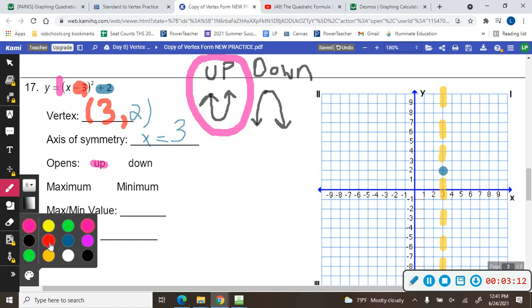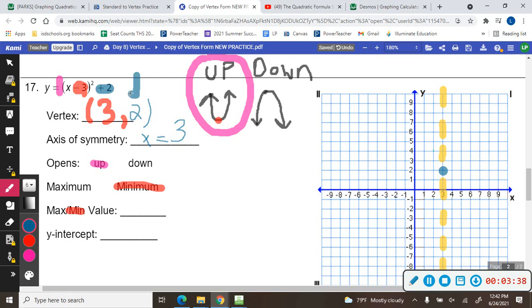And because it opens up, that means that right here, the vertex, would be what we call a minimum. It's the smallest value. Had it look like this, I'd call it a maximum. Now, what is that max or min value? Remember, we just said it's a min. That value is this number. So my min value is 2. So the lowest this graph will ever get is 2. It'll never be down here.